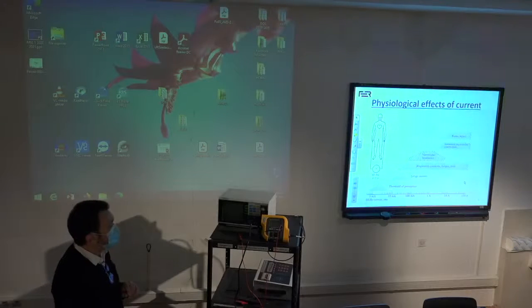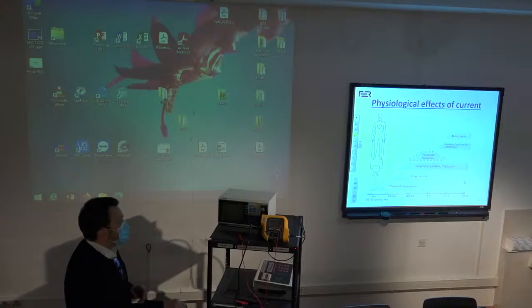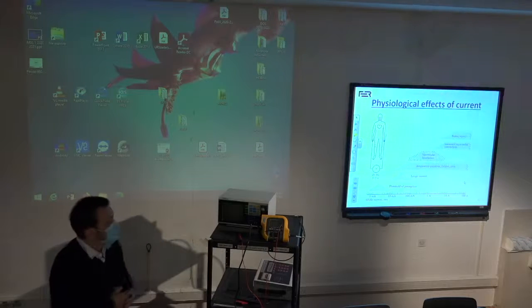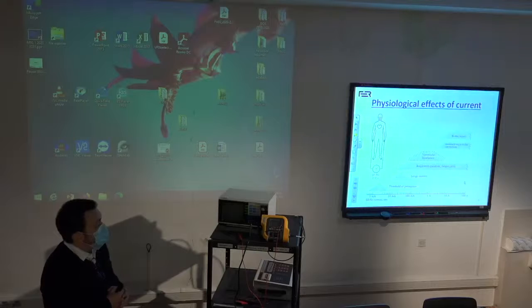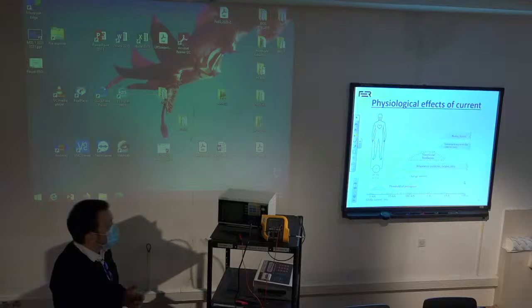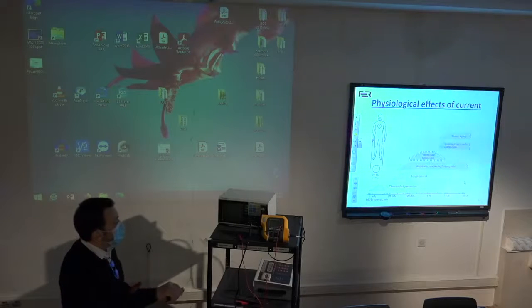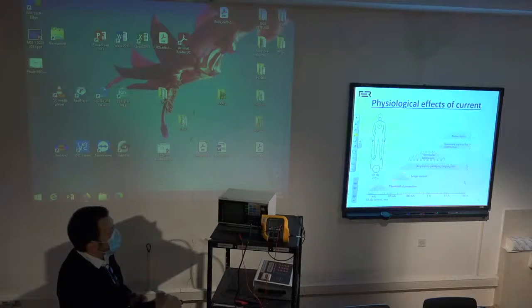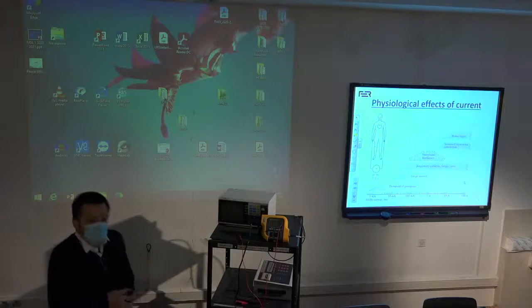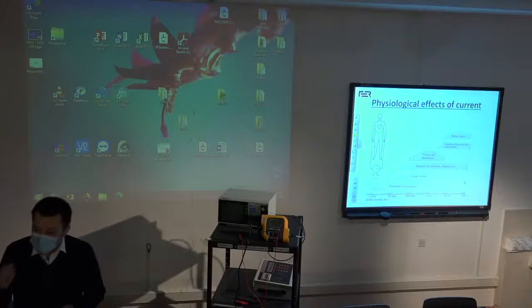So for different amplitudes, or sorry, it's not amplitude, it's the effective value, the effects that are obtained are given in this image here. As you can see here again, we have currents from 1 to 10 milliamps where you have the threshold, and then this is the so-called let go current. The let go current is, so to say, a borderline value.